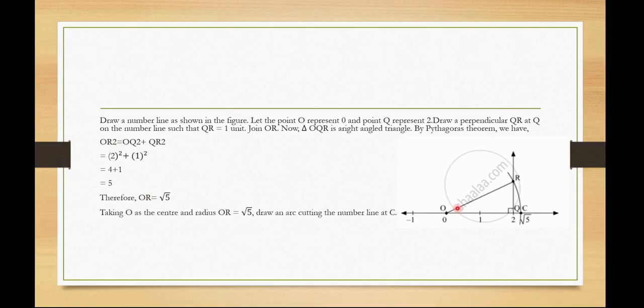Taking O as the center and radius OR equal to root 5, draw an arc cutting the number line at C. So see, we have to cut the arc like this, and this point C will represent root 5. Clearly, OC is equal to OR, that is also equal to root 5. Hence, C represents root 5 on the number line.